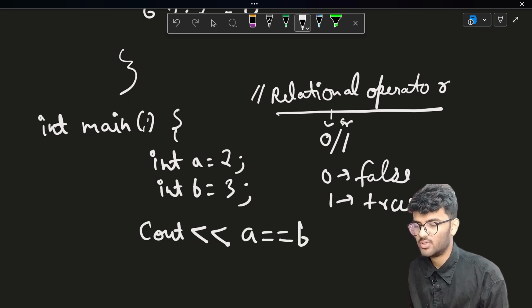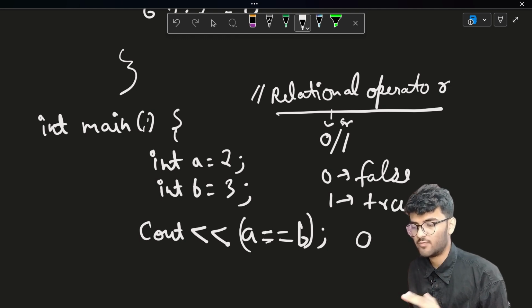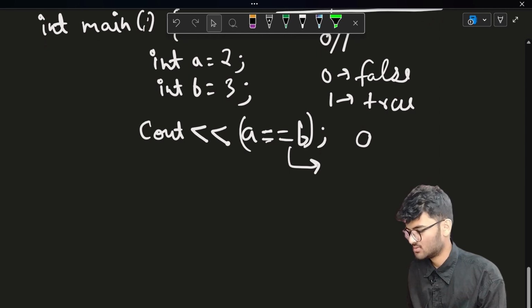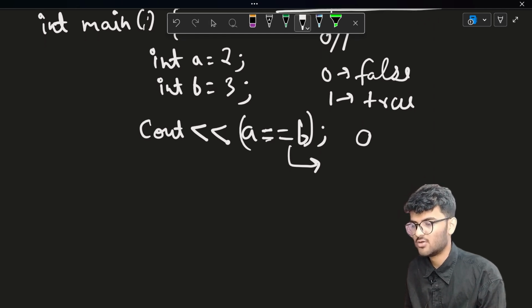So what will be the output? This will give 0, because a contains 2 and b contains 3, so it is a false expression. When we use the double equals, we are comparing a with b, whether it is true or false. It is false, so it will give 0. So this is one of the relational operators, and the second one is not equal to.